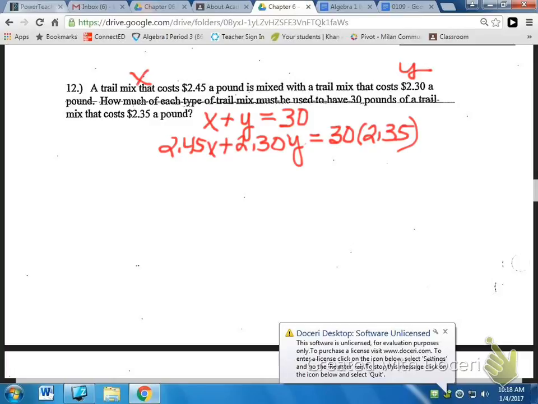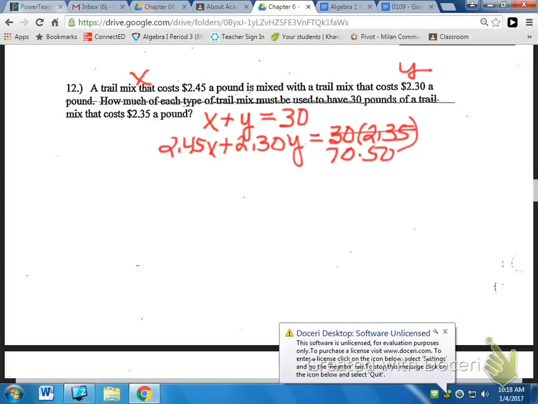I don't know if you guys remember back in lesson, I think it was 2.9, where we had to do those tables and the mixture problems. Okay, this is doing the mixture problems without the tables. So we would have added those columns together, and that's how it would have turned out. So you do the 30 times the 2.35. Sure, let's do that. 30 times 2.35, I think it's 70.50.